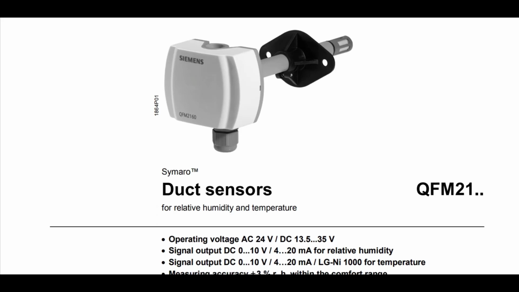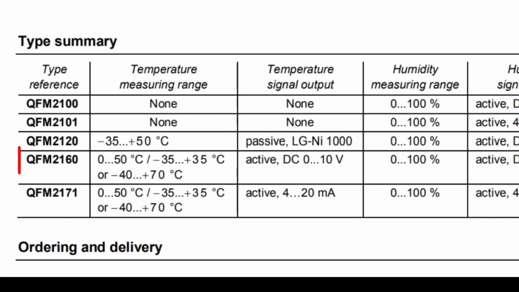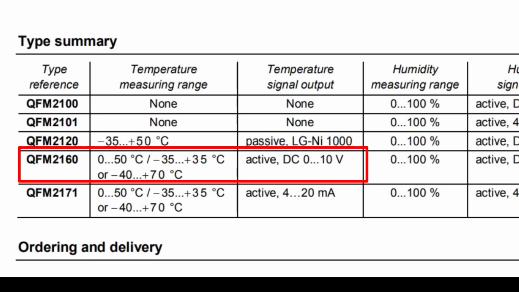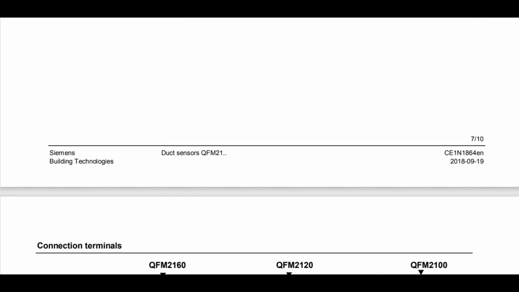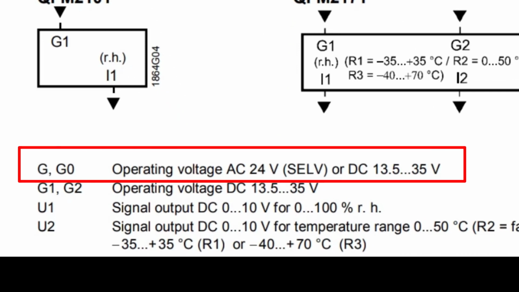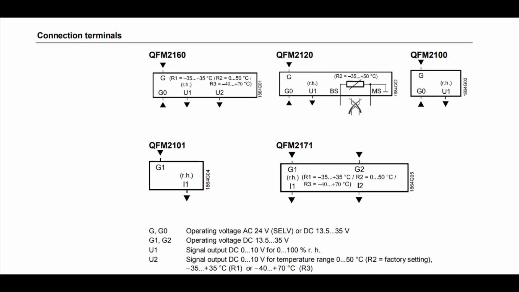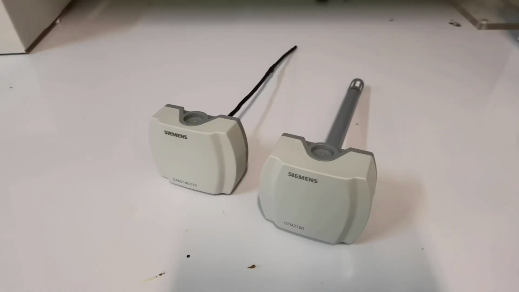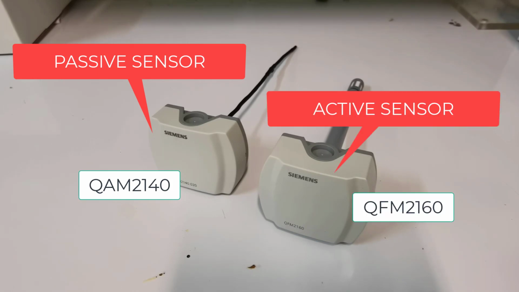Now let's check the QFM2160. As you can see on the table, the QFM2160 is an active sensor. If you look at the connecting terminals G and G0, these terminals are for the 24 volts AC operating voltage. Therefore, we must connect the external power source to these terminals. So the QAM2140 is a passive sensor and the QFM2160 is an active sensor.